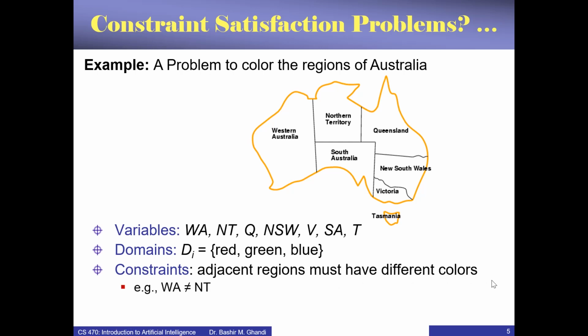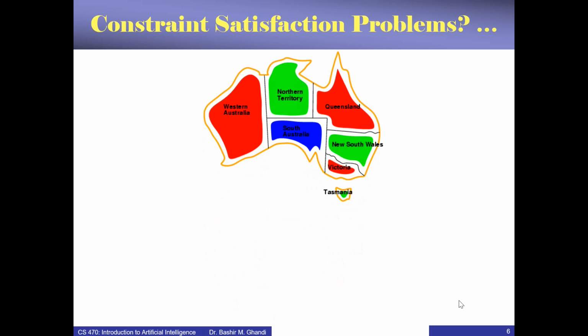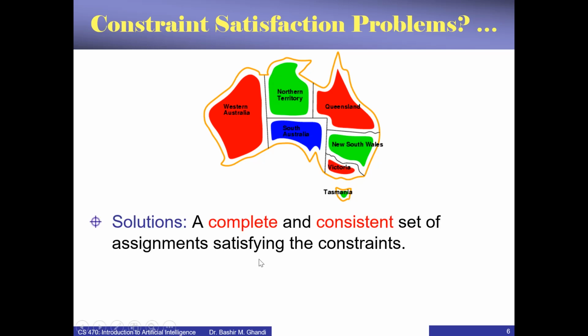So for example, we cannot have the color of Western Australia to be equal to that of Northern Territory. They must not be equal. And this is a possible solution. As you can see here, no adjacent regions share the same color. So this is a simple, complete, and consistent set of assignments that satisfy the constraints, and therefore it is a valid solution.